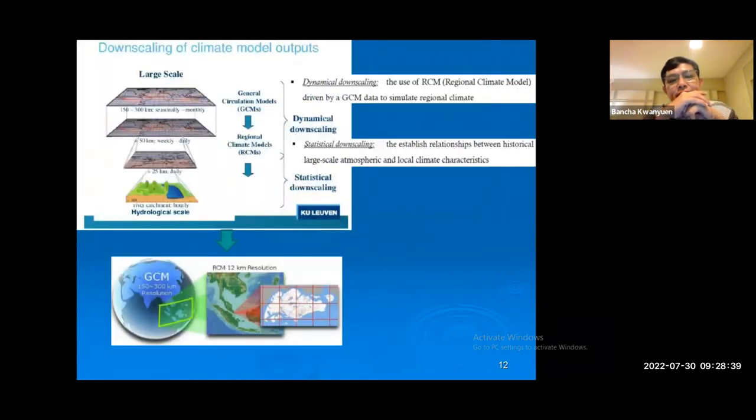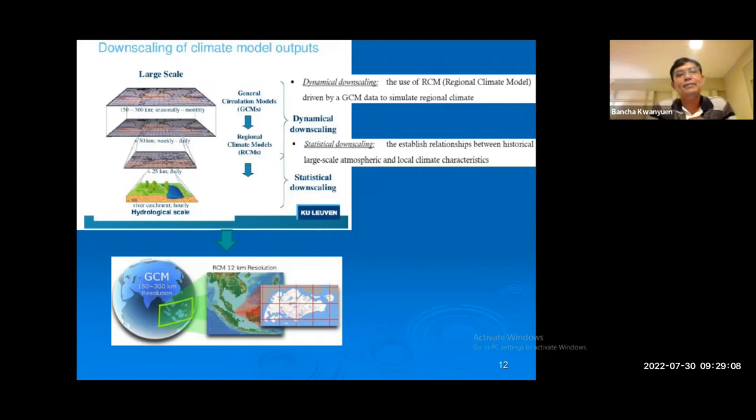And after that, this GCM itself you can downscale, because 200 kilometers is too big. In some cases it can be 150, or in some cases 300 kilometers, but it is so big that it can hardly tell us what the climate conditions are at the location that we really want to understand or study.